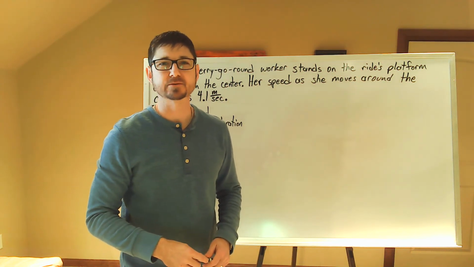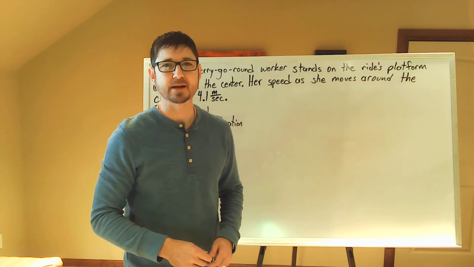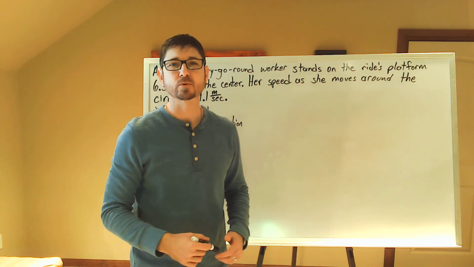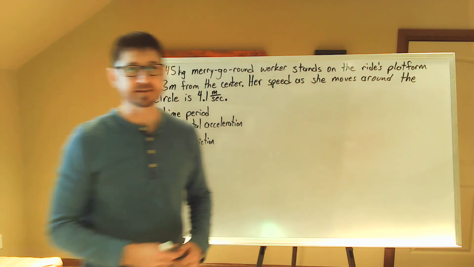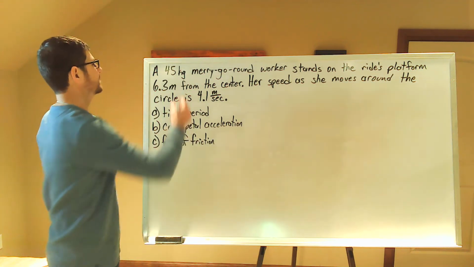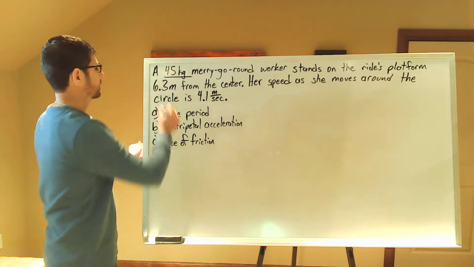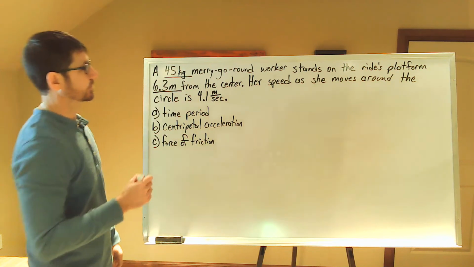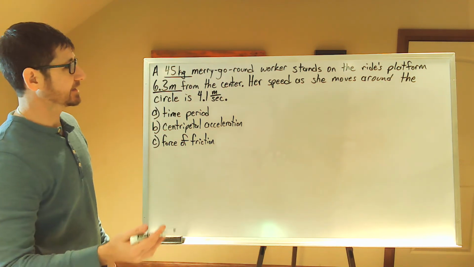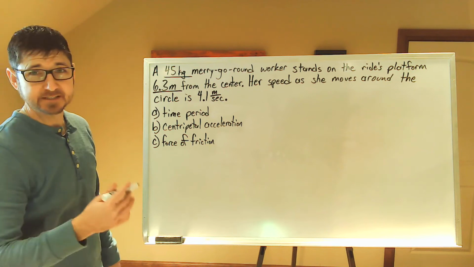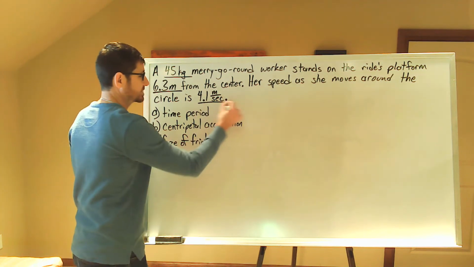Today I would like to complete a practice problem from chapter 6 that covers uniform circular motion. So let's go ahead and get started. A 45 kilogram merry-go-round worker stands on the ride's platform 6.3 meters from the center. Her speed as she moves around the circle is 4.1 meters per second.